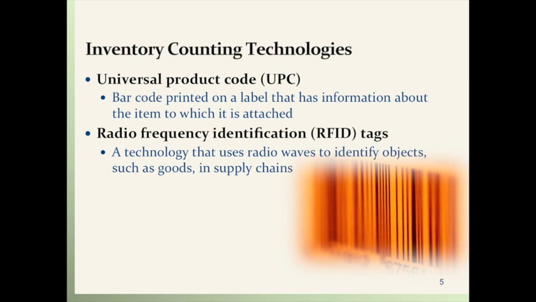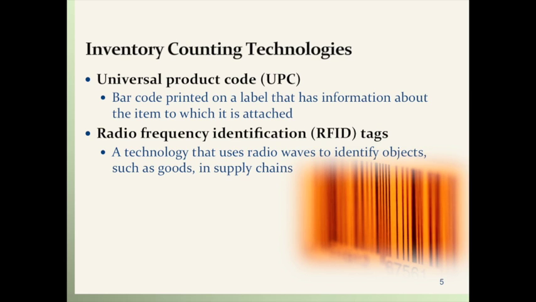Okay, inventory counting technologies. The universal product code is the barcode that's on products. And so when you are checking out from a grocery store, some computer somewhere is keeping track of that inventory, and it's decrementing that inventory. So it knows that it just sold that item.